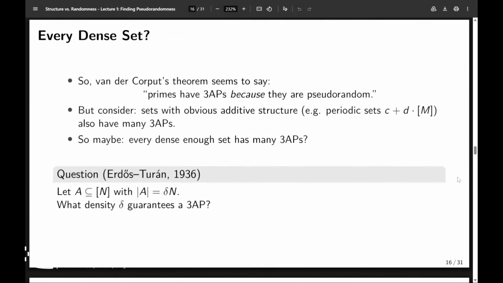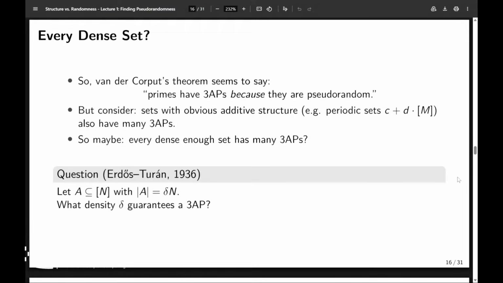Okay, so I think that sets up this question nicely in the following sense. If you think about what Van der Corput's theorem says, it seems to say the primes have 3 APs, and the argument shows why: it's because they're pseudorandom. That's literally what happens in the argument. But here's a weird catch: it seems like sets with additive structure also have 3 APs. So it's hard to find any example that seems problematic, is my point here.